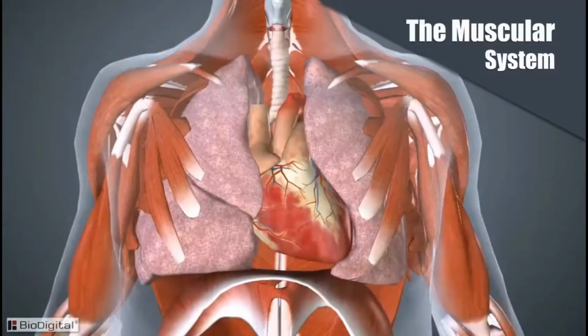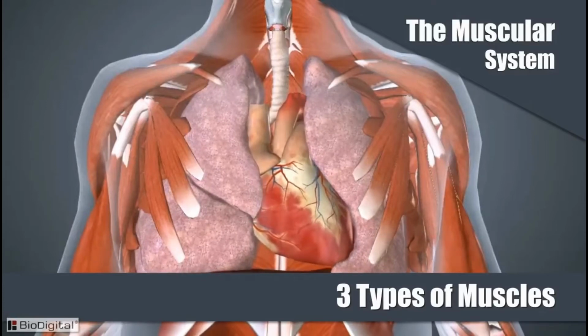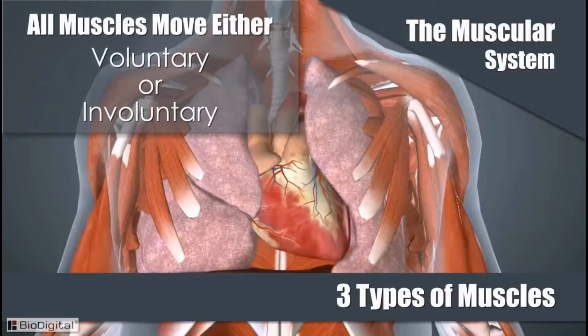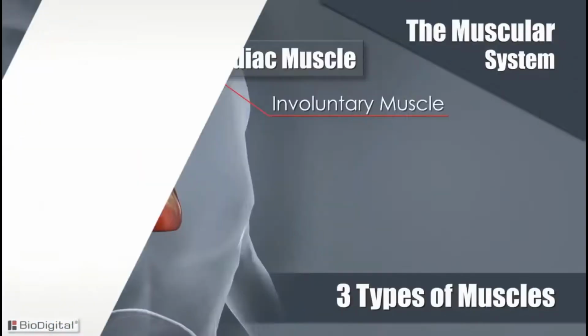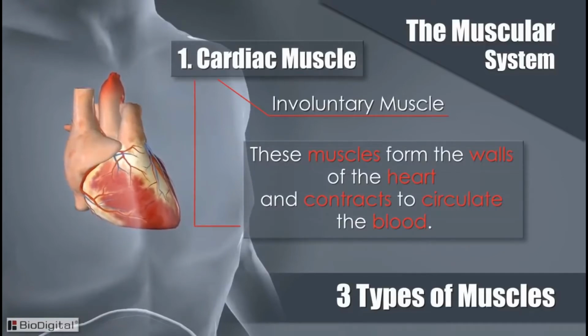The muscular system is divided into 3 main types of muscles, and each of these types can be moved in one of 2 ways, either voluntary or involuntary. The cardiac muscle is an involuntary muscle, meaning it operates without any conscious control. These muscles form the walls of the heart and contract to circulate the blood.